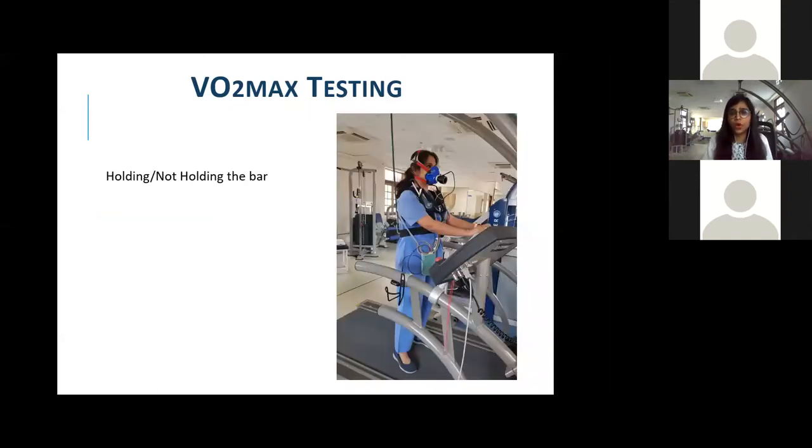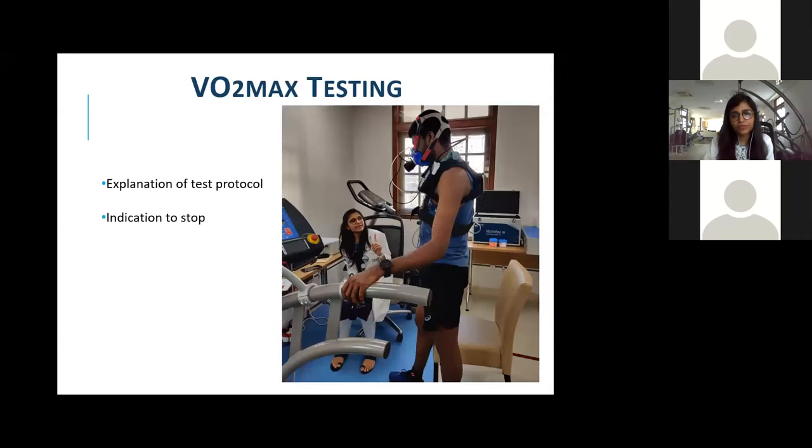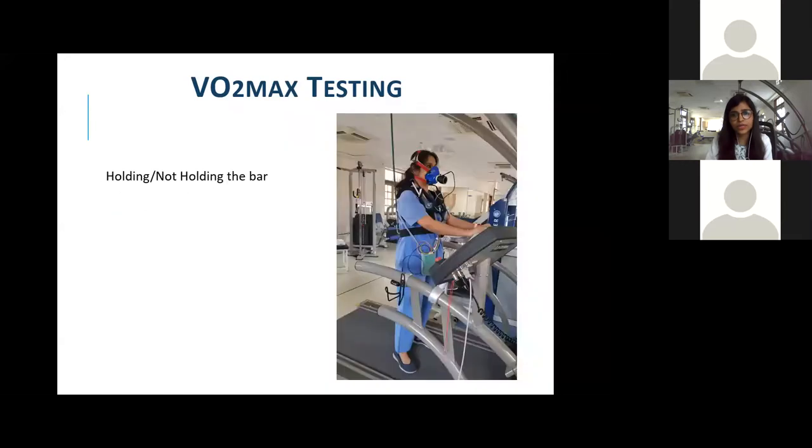Holding or not holding is also very important. Once the person is explained all that, after fitting this machine, they sit in the chair for a while. We take their resting data, and when they are ready to start the treadmill, we put the harness behind. If you can see, there's a rope hanging behind. Depending on their ability to walk on the treadmill, most of the time we prefer that they do not hold the bar and walk without holding it, because there's a huge difference in the VO2 max values when somebody holds it and when somebody doesn't take support.